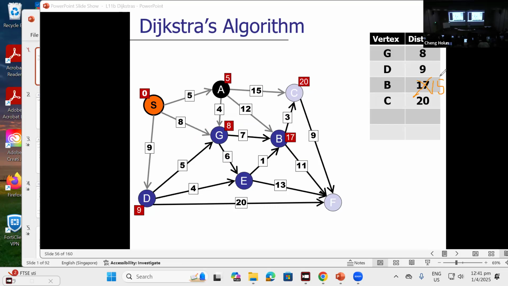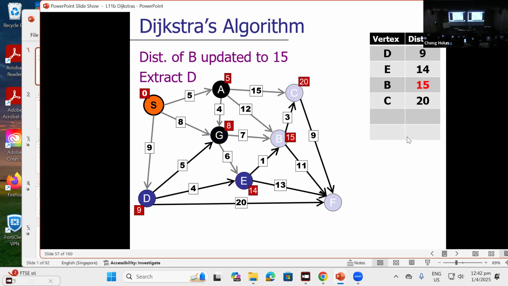Okay? And how about E? What is the estimated distance of E? So you relax the edge GE, right? And now the estimated distance of E will be 14. Okay? And now the priority queue also got changed. That is a new one. So E got an estimated distance of 14. B got a new estimated distance of 15. And which one should I extract now?